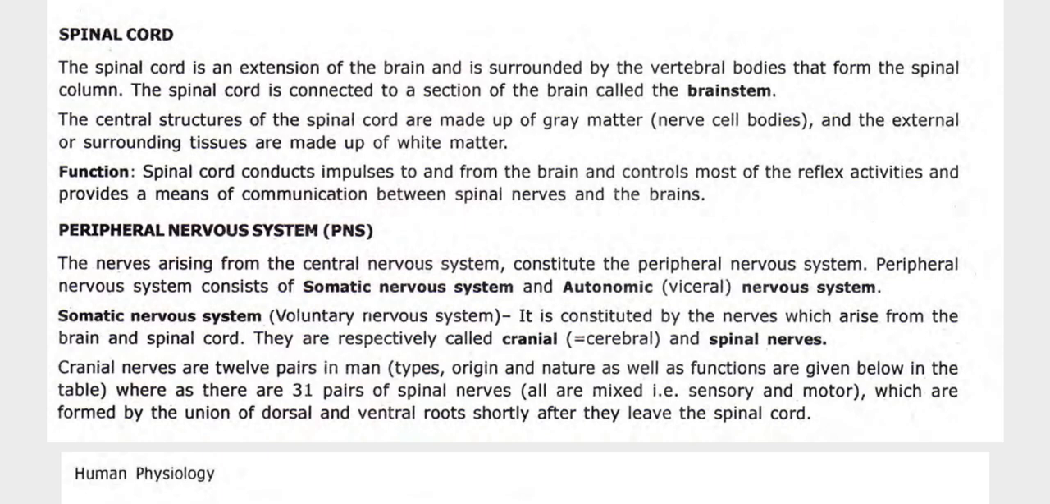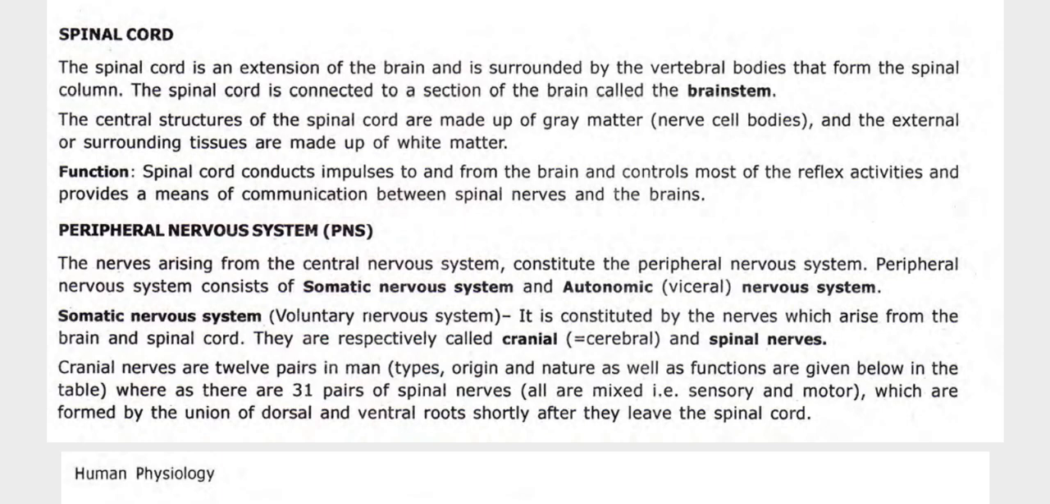The spinal cord is an extension of the brain and is surrounded by the vertebral bodies that form the spinal column. The spinal cord is connected to a section of the brain called the brain stem. The central structures of the spinal cord are made up of grey matter, nerve cell bodies, and external and surrounding tissues are made up of white matter. Spinal cord conducts impulses to and from the brain and controls most of the reflex activities and provides a means of communication between spinal nerves and the brain.